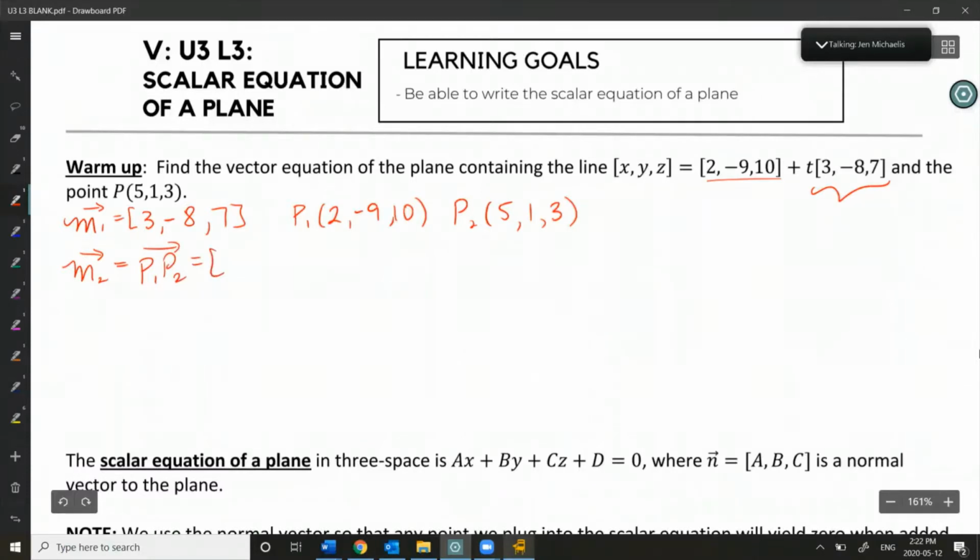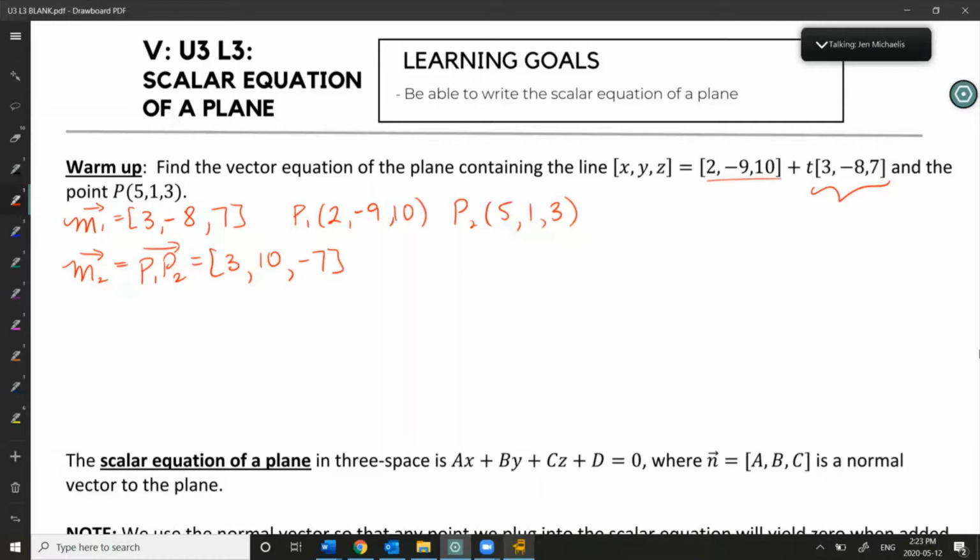So I'm going to take point 2 components, which are the tip of the vector components, minus the tail components. So we'll do 5 minus 2 to get 3, 1 minus -9 to get 10, and 3 minus 10 to get -7. So that will be our second direction vector. And for our third vector that goes from (0, 0, 0) out to a point on the plane, you can use point 1 or point 2 as that vector.